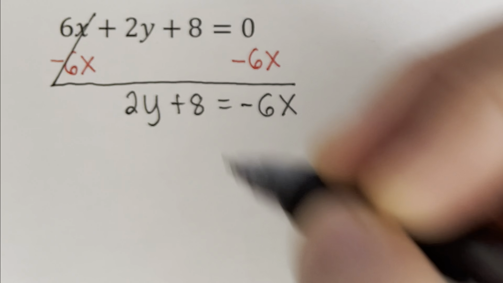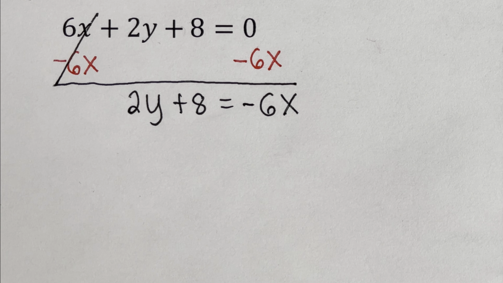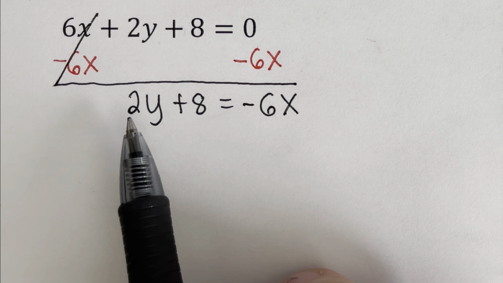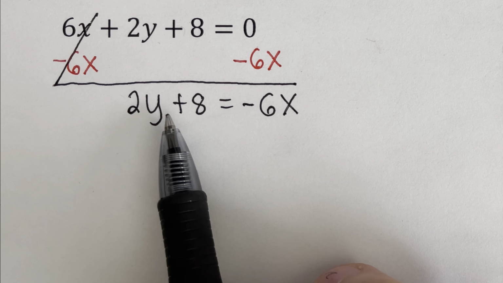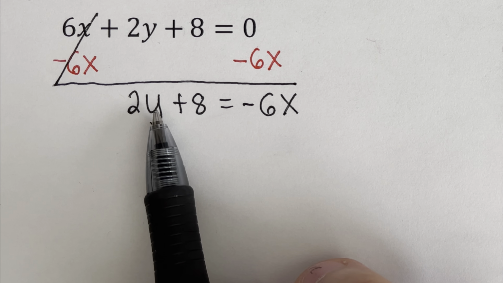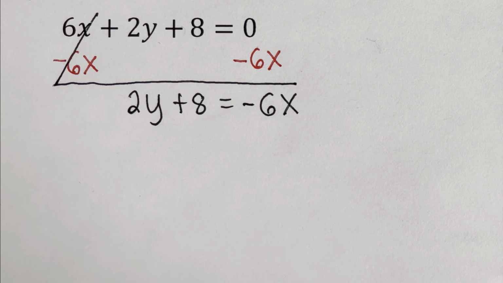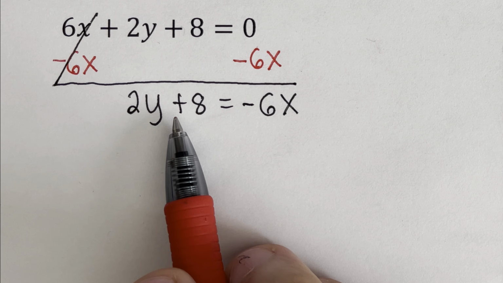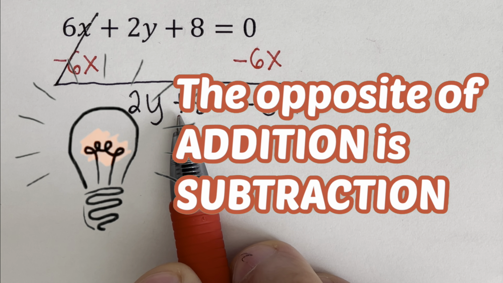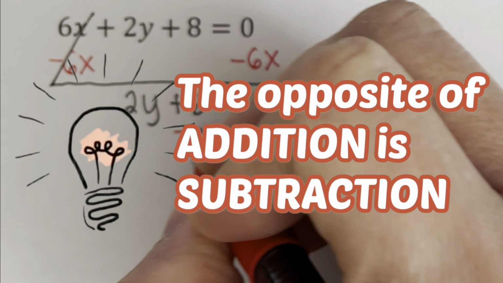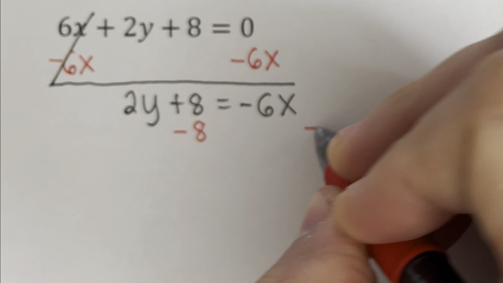Now again, our target is to have y by itself on one side, but we have a 2 next to the y and we have an 8, so we need to get rid of them because again we want to have y by itself here, so that we go ahead and say that since this is a plus 8, remember that the opposite of addition is subtraction, so we go ahead and subtract 8 from both sides and minus 8.